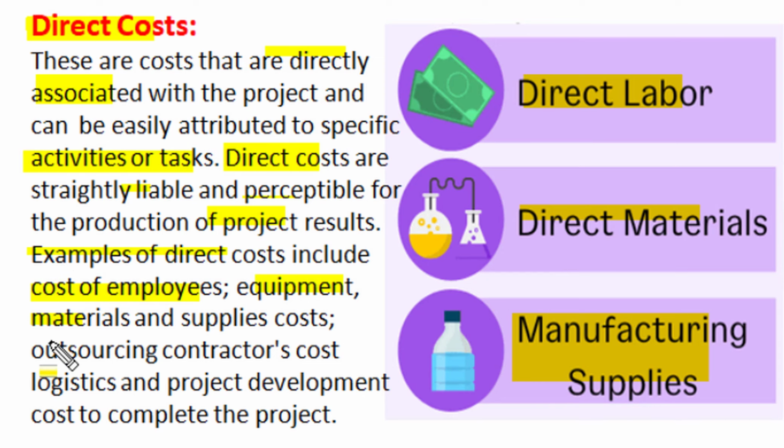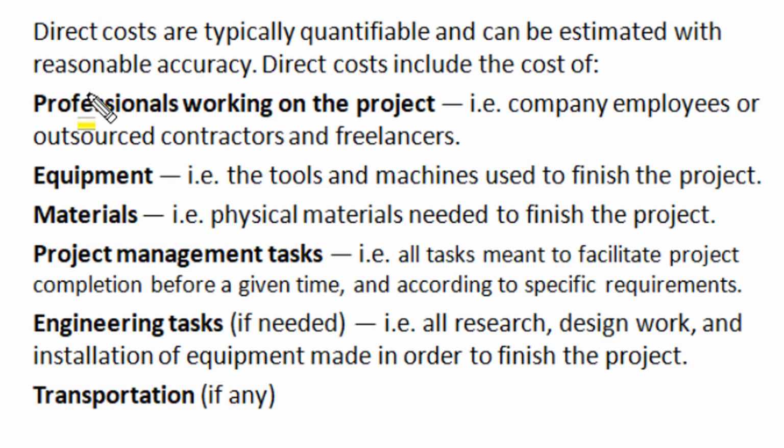Other direct costs include outsourcing work of a contractor, and cost of that contractor work is again direct cost on the project. Similarly, logistic charges and project development cost to complete the project also become a part of direct cost. Direct costs are typically quantifiable. The quantity of direct cost components and the rate of those components are both easily estimated, and one can find out a quantifiable amount of direct cost.